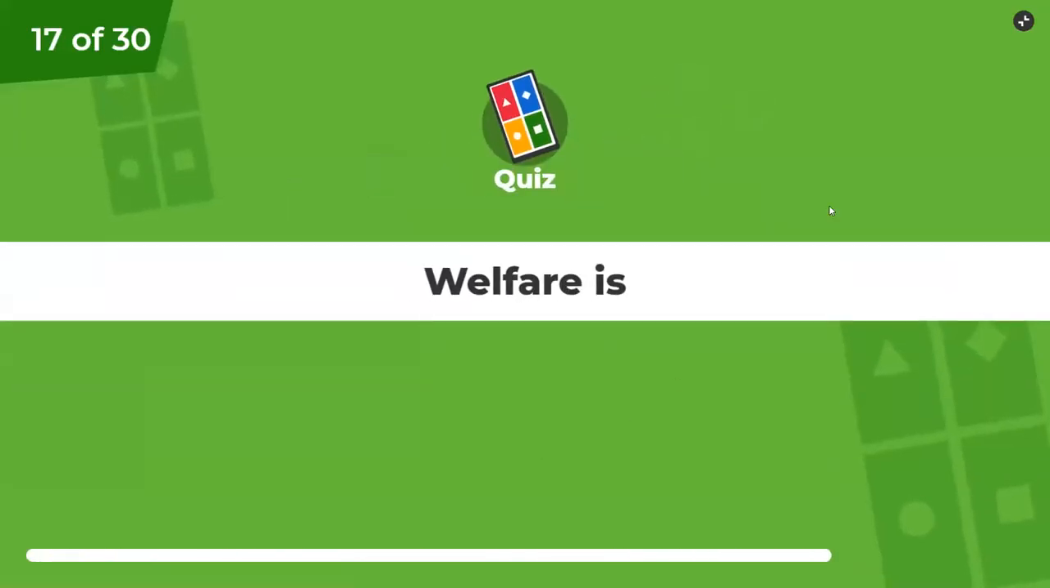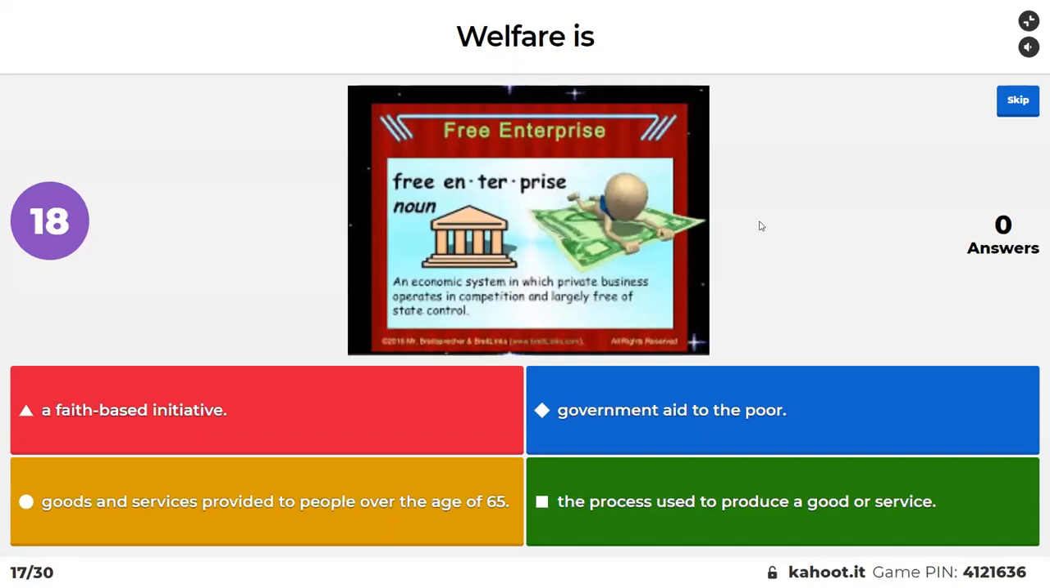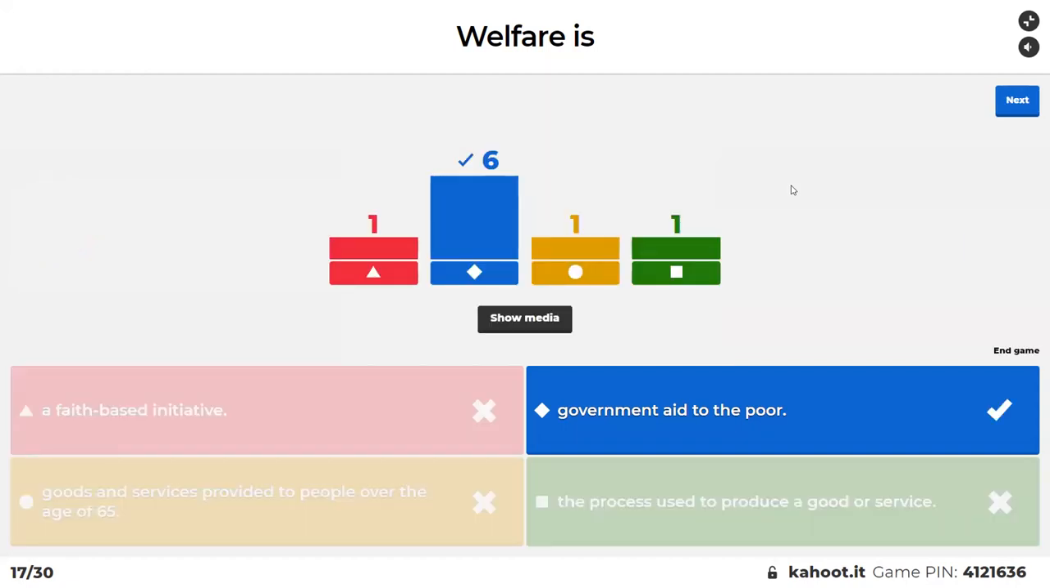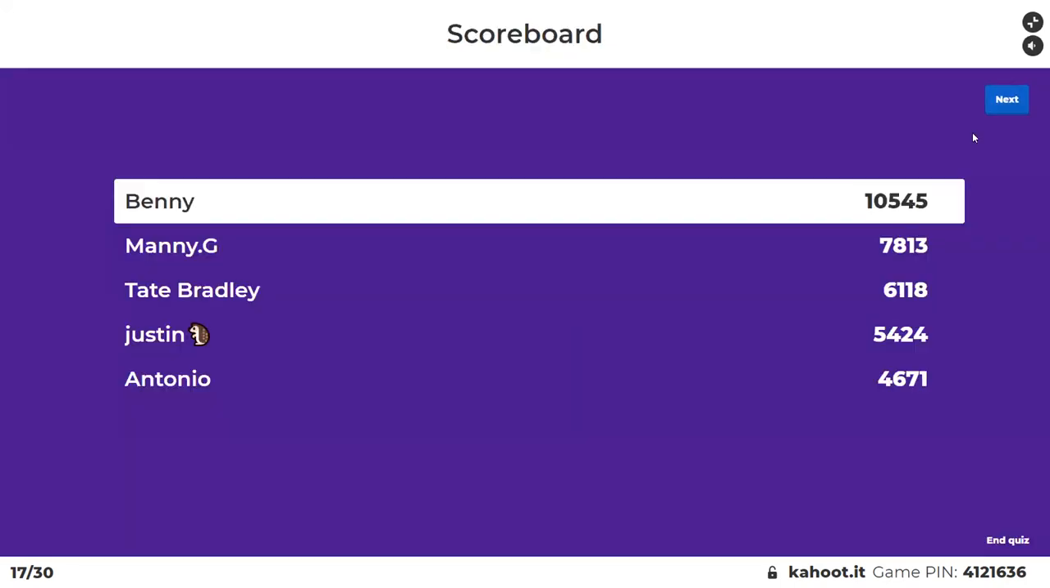Welfare is government aid to the poor, right? All of our tax-supported safety net programs is government aid to the poor.